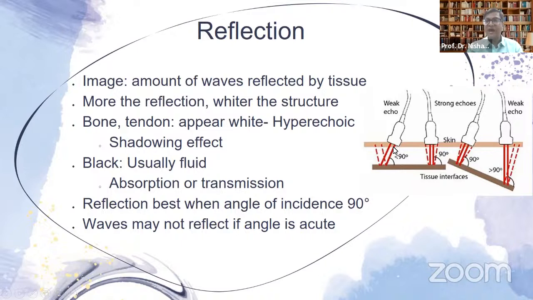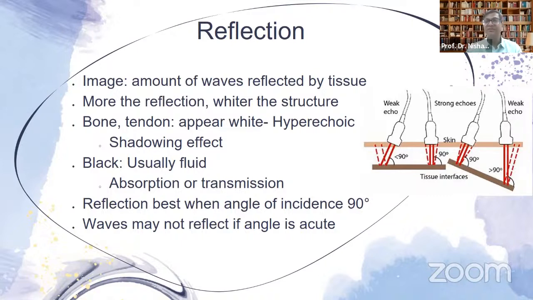Now, if the angle is less than 90 degrees, what will happen? The sound goes like this, and some of it is reflected, which is not captured by the probe, so the echo is weak. Similarly, for 90 degrees, the 90 degrees is to the tissue surface, not the probe, right? So if the tissue interface is like this, even if the probe is at 90 degrees to the skin, the image may not be good. So basically, the idea is that you should have the probe at 90 degrees to the organ or the tissue interface that you're trying to visualize rather than the skin per se. So that is how it is.